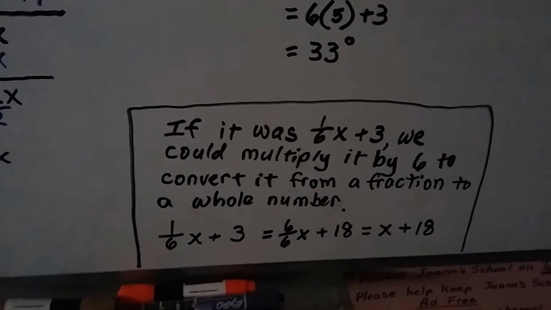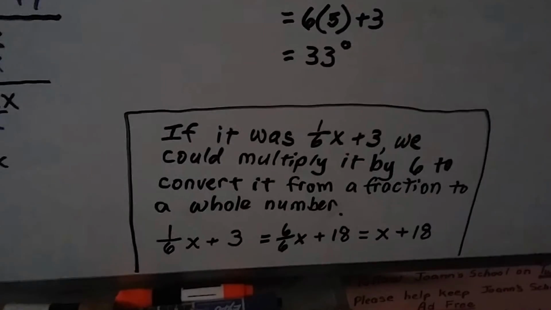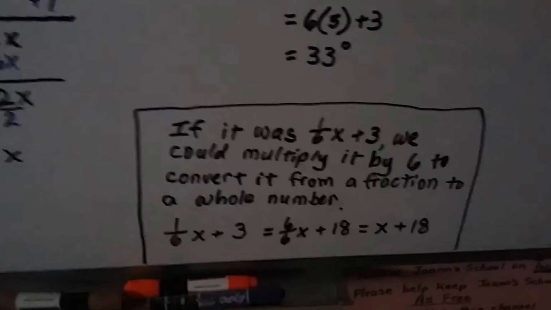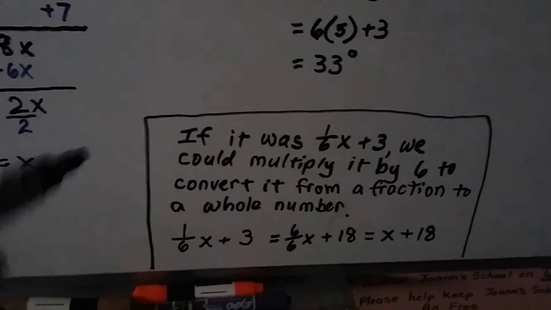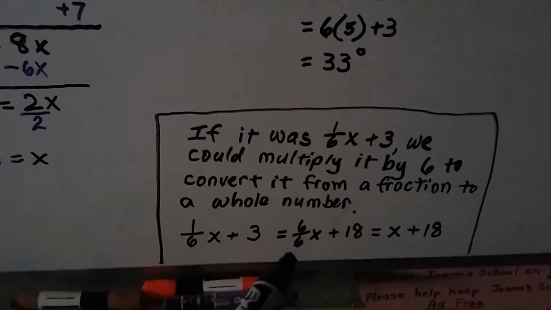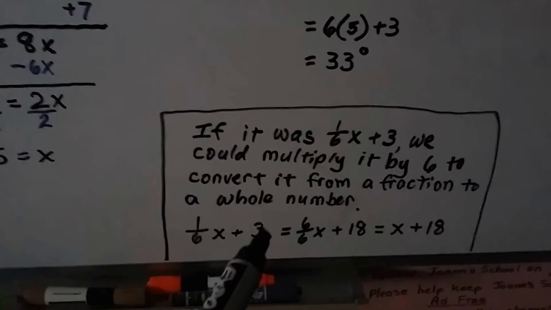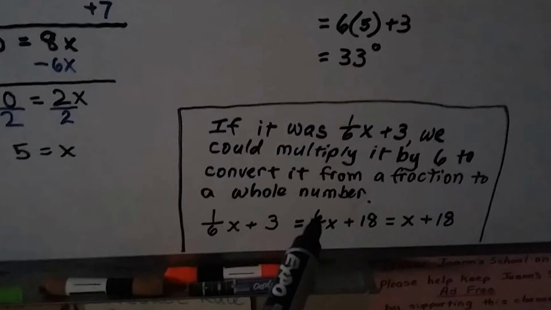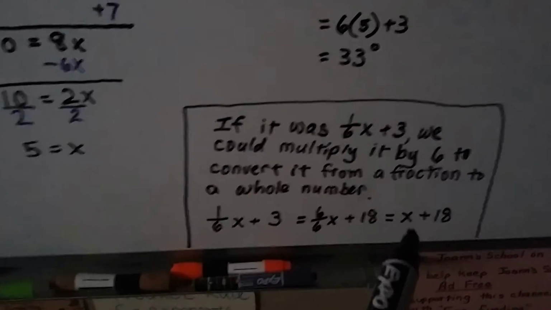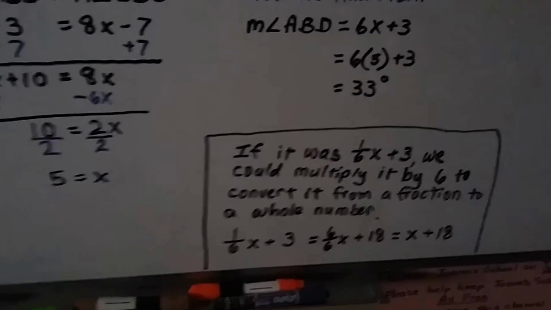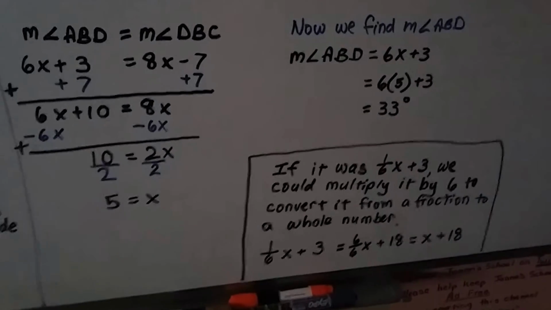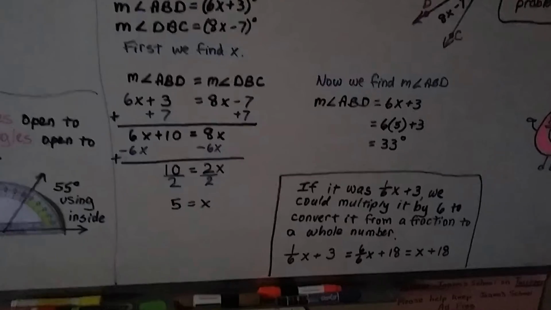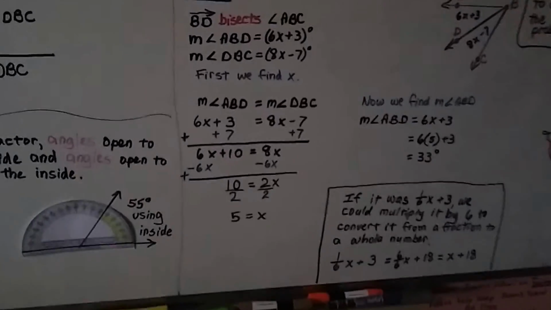Now, what if it was x over 6 plus 3? Well, we could multiply it by 6, because that's the denominator. We can convert it from a fraction to a whole number. If we multiply this expression by 6, then we're going to have x plus 18. See? We multiplied the terms by 6. That's just an x. So if you come across a fraction and it's difficult, know in your heart that you can multiply it and get rid of that fraction, okay? And work it as a whole number.